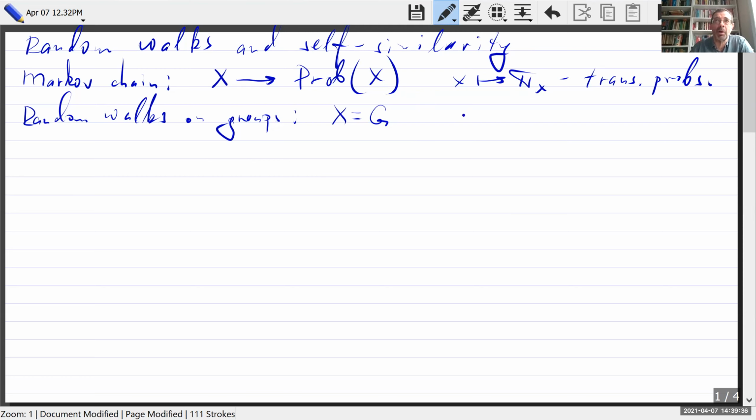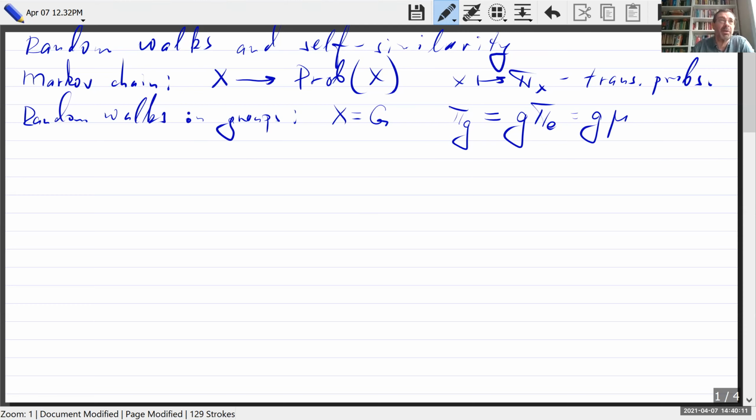And then for an arbitrary element of my group, I just put the transition probability to be equal to the translate of the transition probability at the identity. Usually this transition probability is denoted by mu. So in other words, the transition probabilities are translates of a single measure.